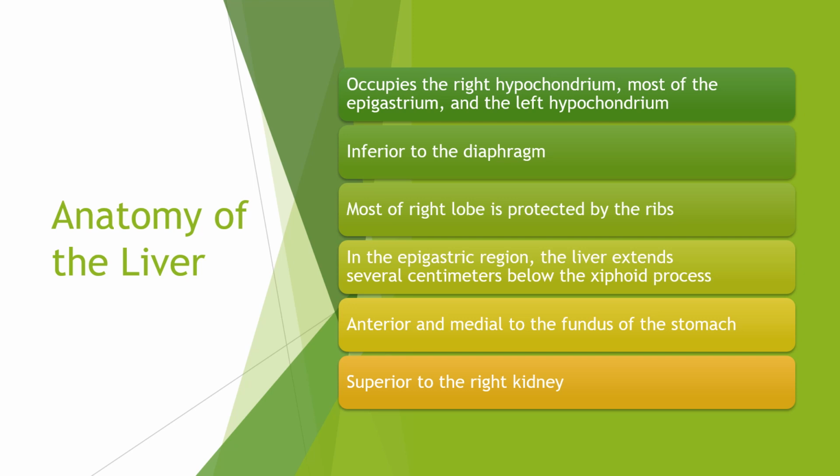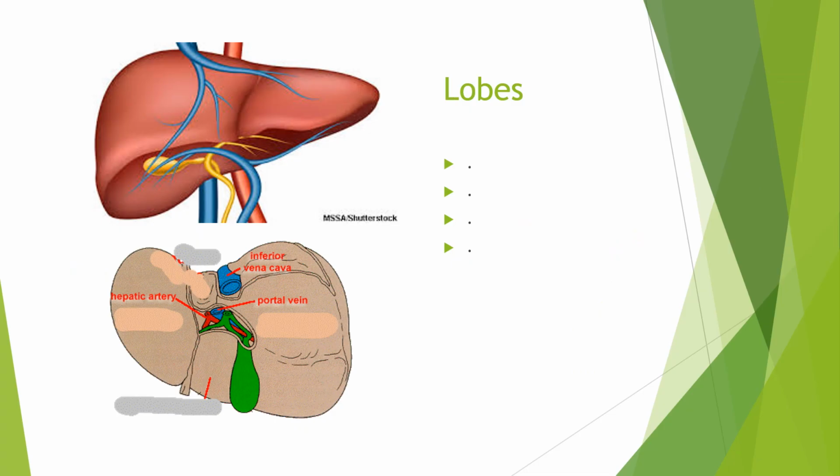Most of the right lobe is protected by the ribs, and in the epigastric region, the liver is going to extend several centimeters below the xiphoid process and also to the left of the midline. It's going to be anterior and medial to the fundus of the stomach, and it is superior to the right kidney. Let's talk about the lobes.